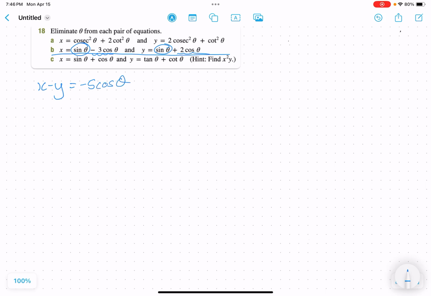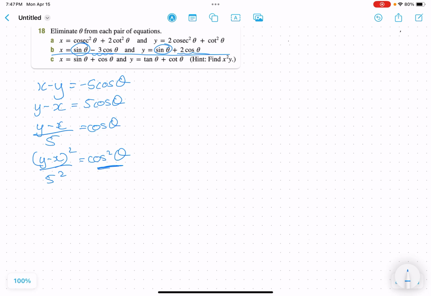So another way of writing that is if I multiply by negative, I get that. And if I divide by 5, I get cos theta. Now that's handy because I could square everything. I'll just put it like that. And I've got cos squared. So it'd be handy if I could get sine squared as well. So let's do that again, but this time get rid of the coses.